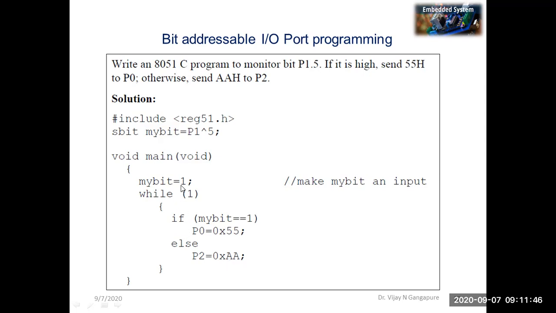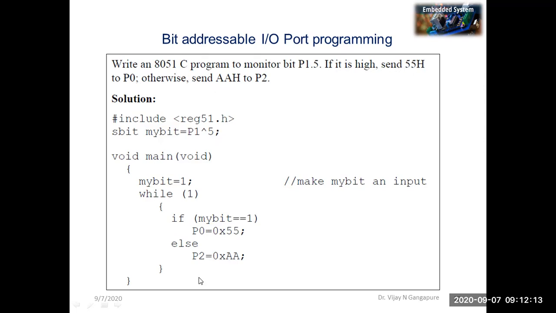If mybit, that is pin number 5 of port 1, is high, then we have to send 55 to port 0. So if mybit is equal to 1 and this is true, then 55 will get sent to port 0, otherwise AA will get sent to port 2, and that is what is asked in this program. That is, if pin number 5 of port 1 is high, send 55 to port 0, otherwise send AA to port 2.